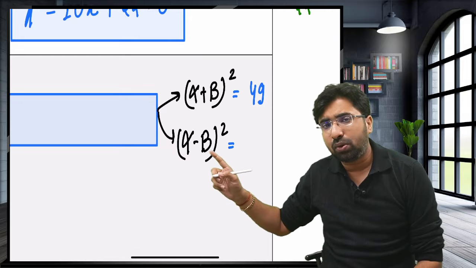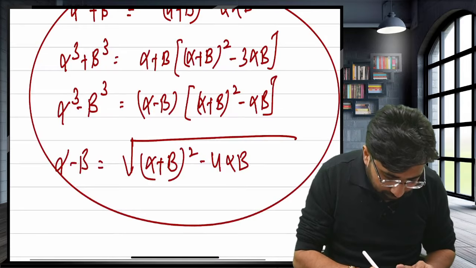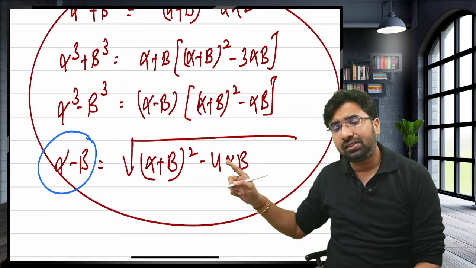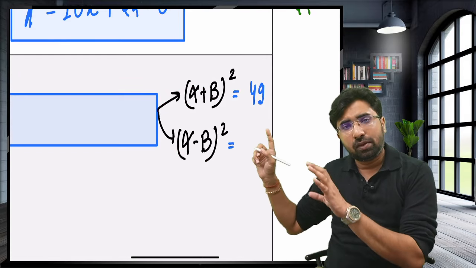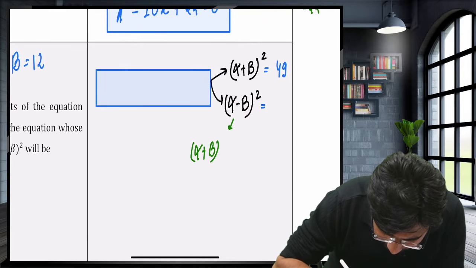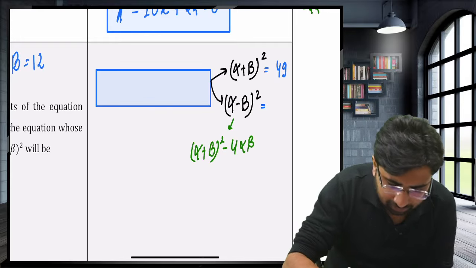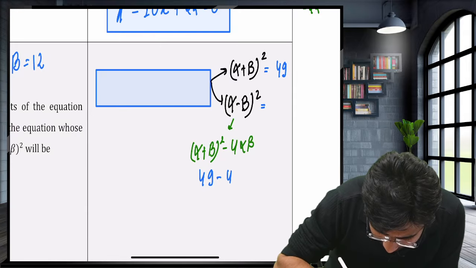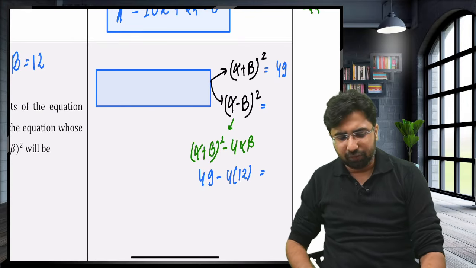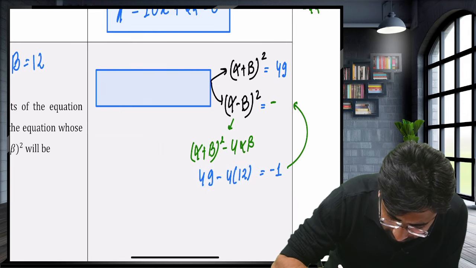See, this is an outcome of that useful factor that I made you remember. See here, you know what is alpha minus beta? Under root of alpha plus beta whole square minus 4 alpha beta. Since I am asking alpha minus beta square, it means under root will eliminate, and the outcome is alpha plus beta whole square minus 4 times alpha into beta. What is alpha plus beta whole square? This is 49 minus 4 into alpha into beta, which is 12. So how much will you get? 4 times 12 is 48, 49 minus 48 is 1. Now, Aman sir, we have this also, that is 1.